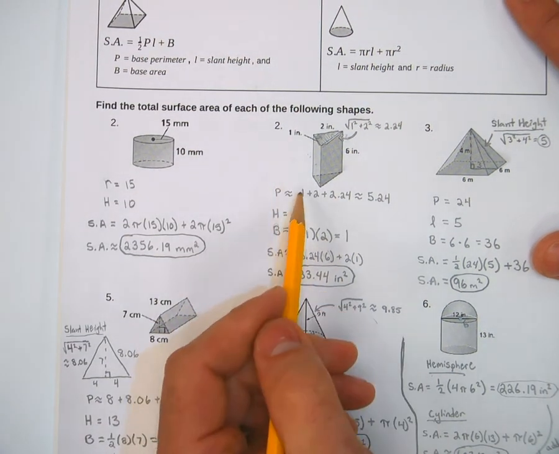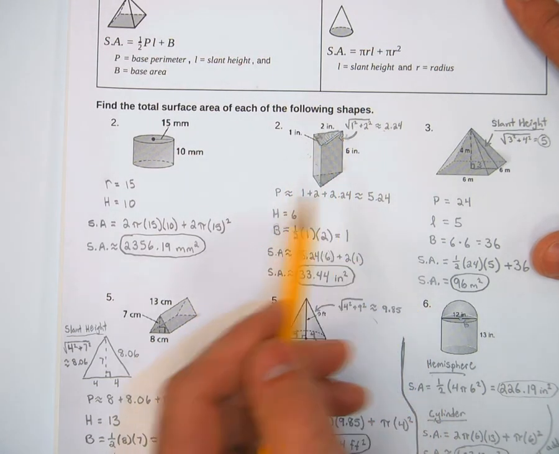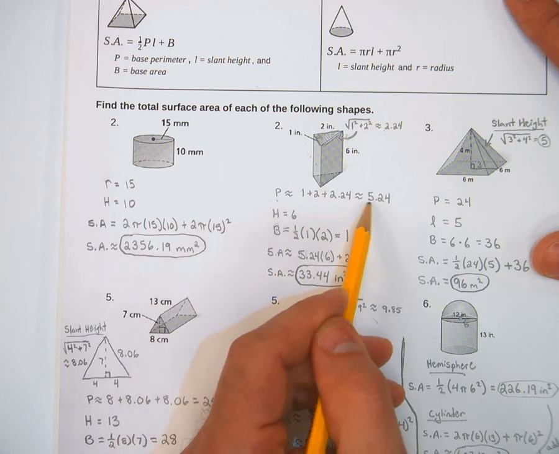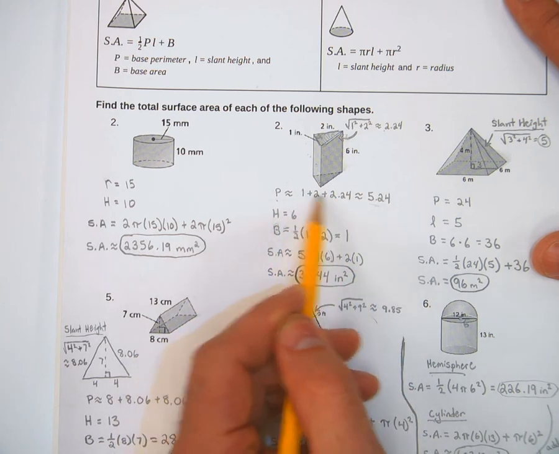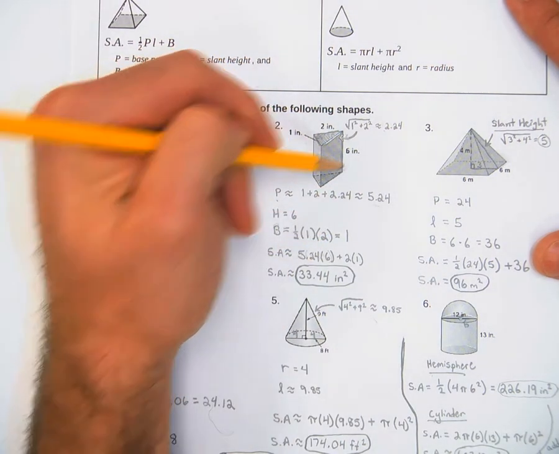Well, then I just add those numbers together. 1 plus 2 plus 2.24 to get the perimeter. So that's what I'm going to use for P is 5.24, the sum of those three sides. The height is easy. It's just this one right here, 6.